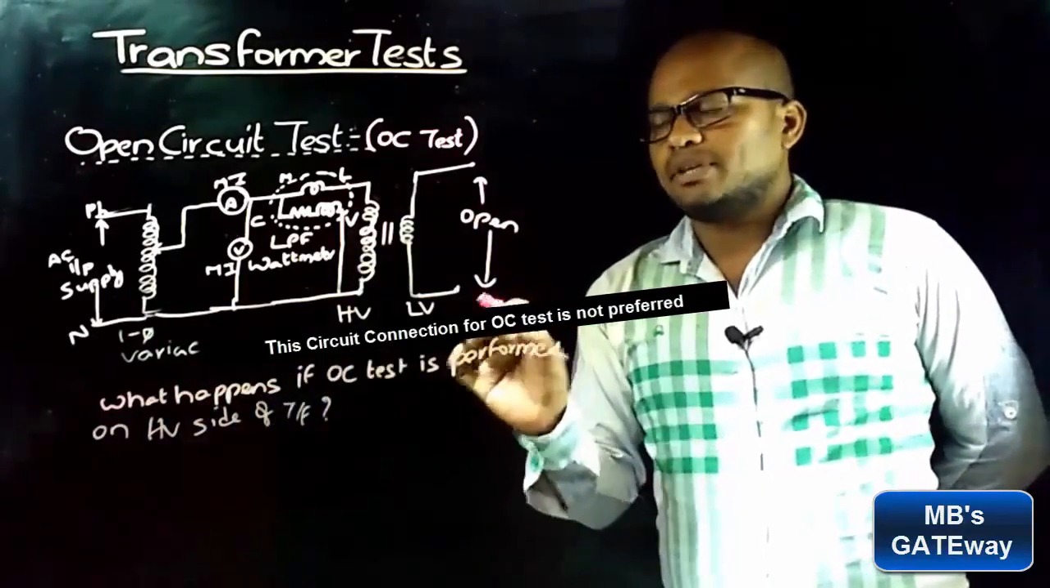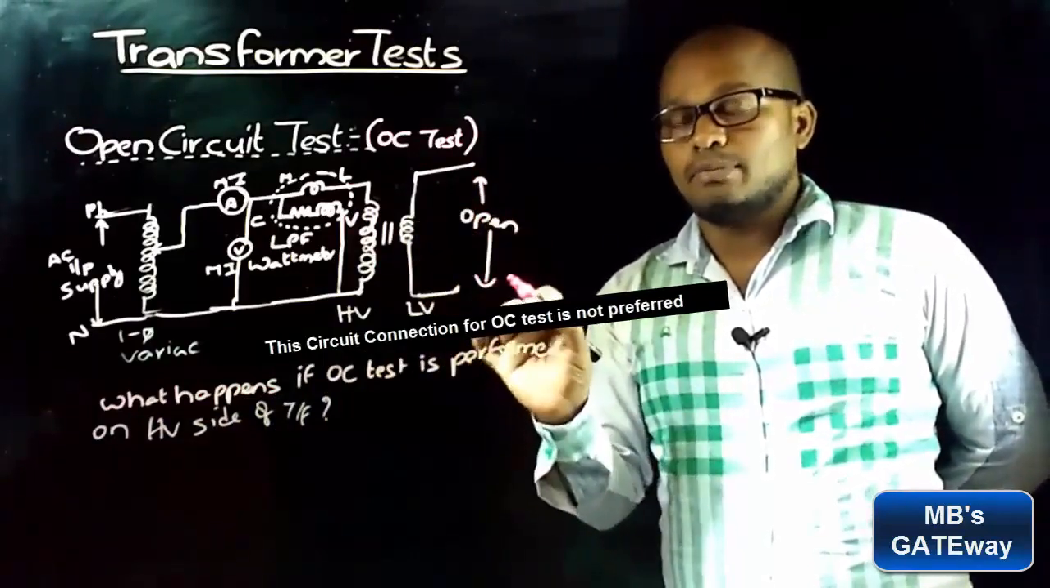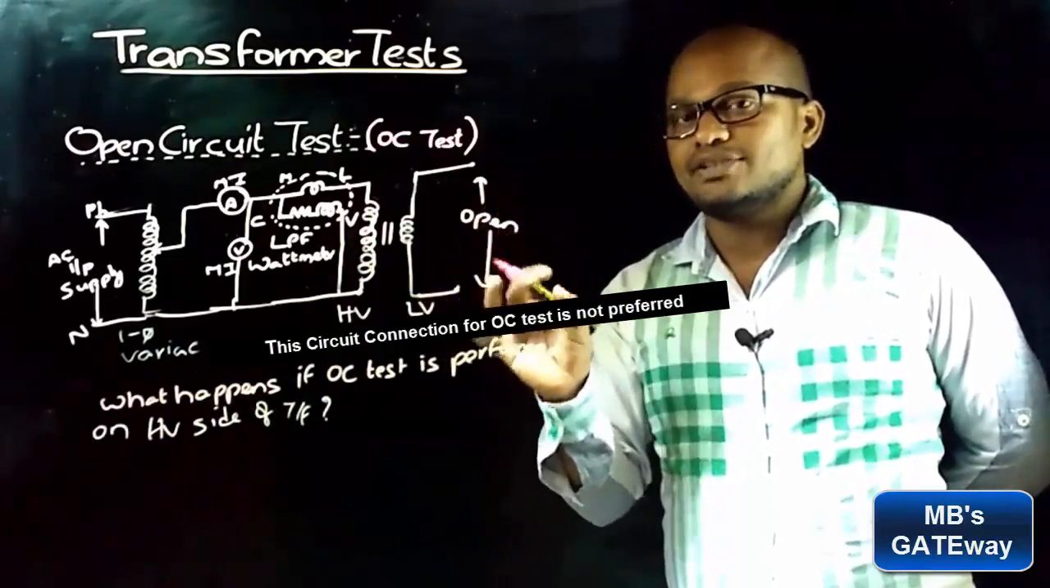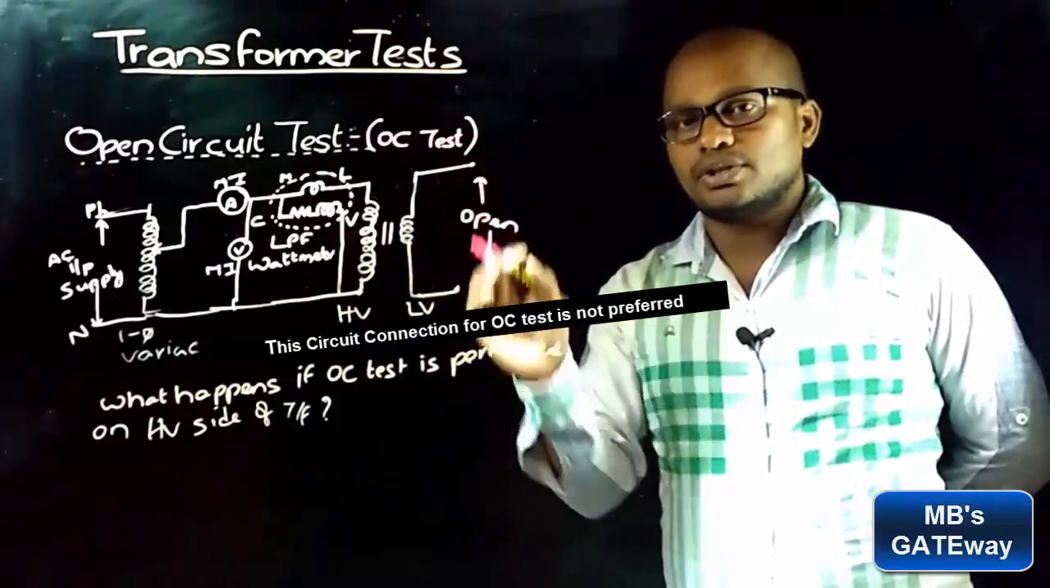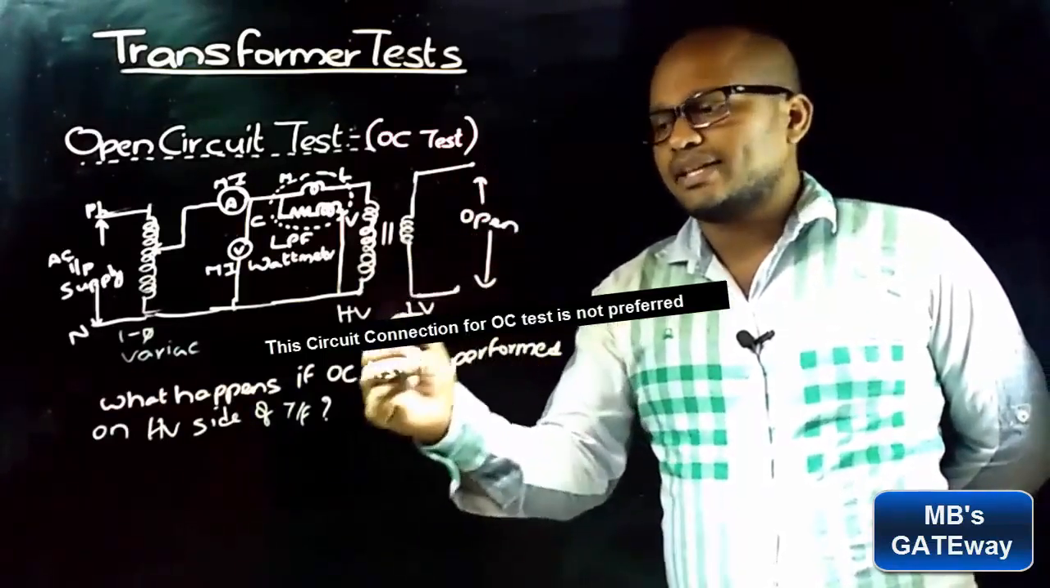The point you must keep in mind is that the open circuit test can be performed on any side of the transformer, but it is preferred to perform it on the LV side of the transformer. And why is it not preferred to perform the open circuit test on the HV side of the transformer? To understand this, let's take an example.